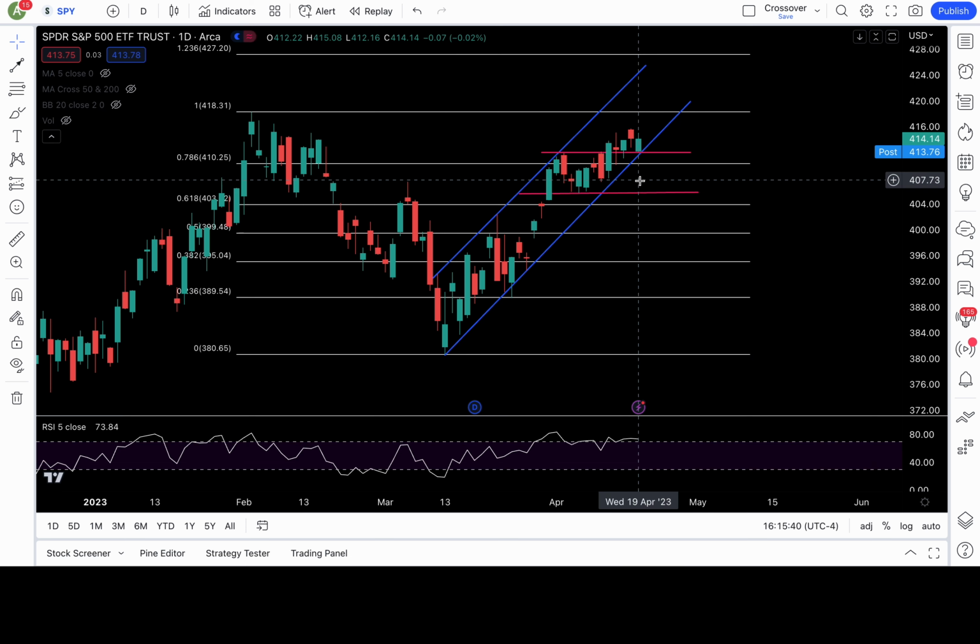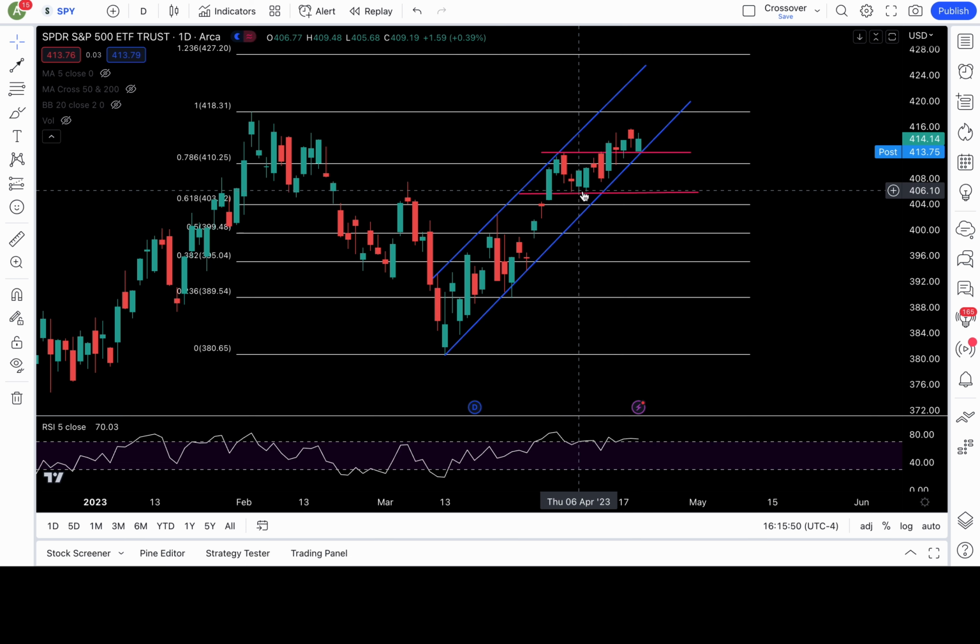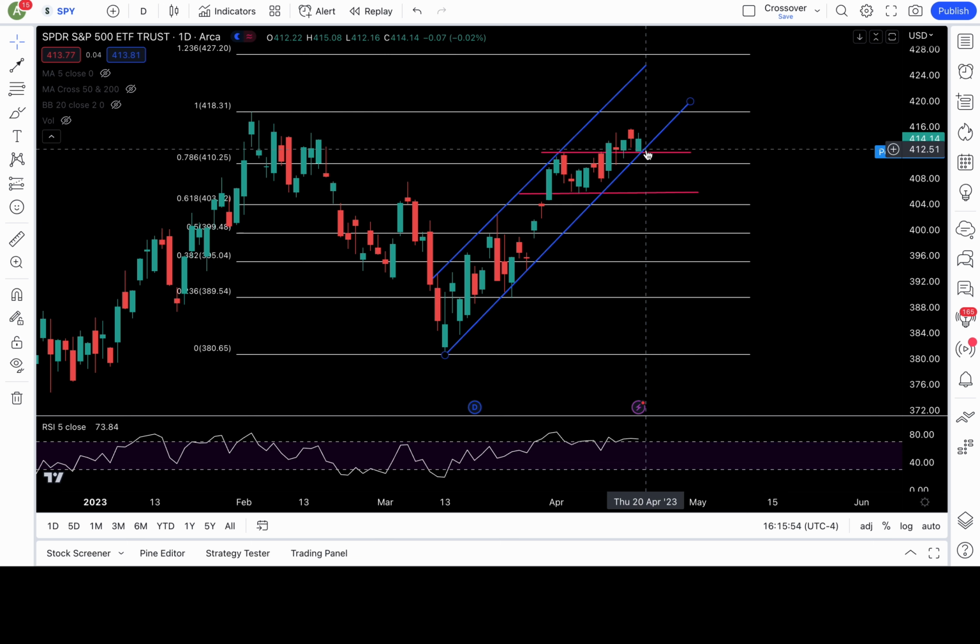407.5 would be the next support, and the next key level would be 406. You guys see back in early April, we had some decent buying pressure from that level at 406. So bears still got some work to do: break down this structure, break down 412, and the next key level to break down would be 406. We might get some bounce there.